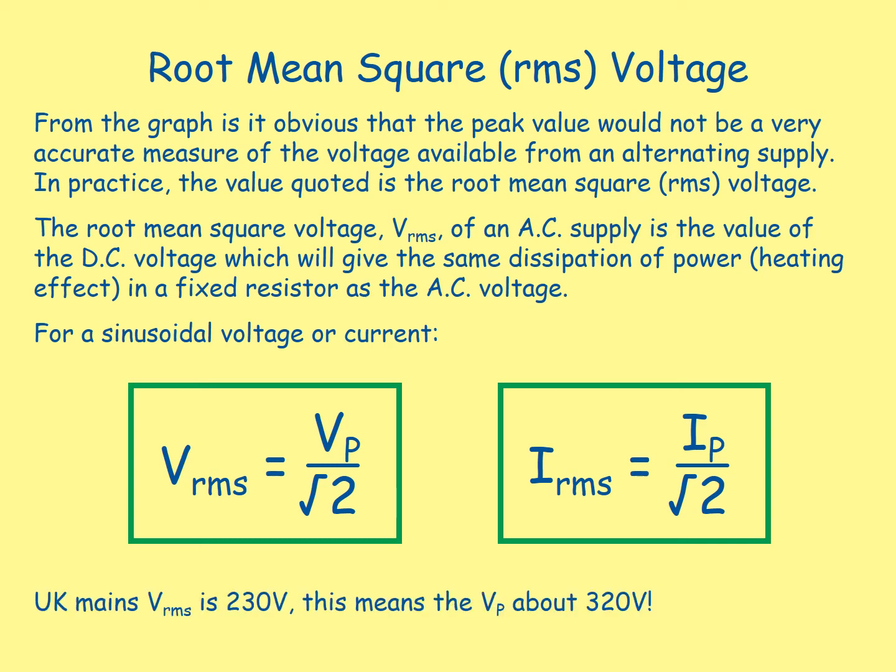The UK mains RMS voltage is 230 volts. This means that our peak voltage is actually up about 320 volts.